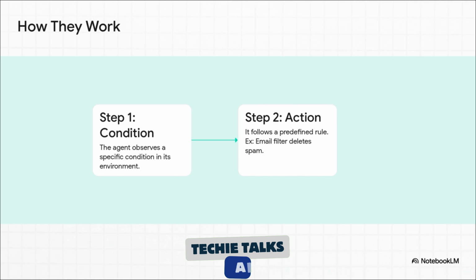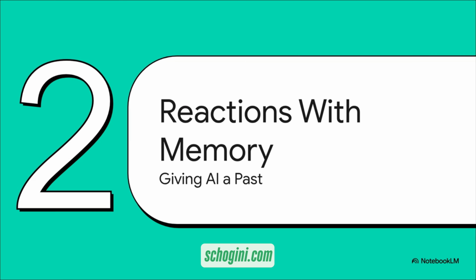That's it. Now, it's super fast and efficient, but it has one huge, fatal flaw. Absolutely zero memory of what's happened before. And that lack of memory, that's a massive limitation. So, how do you make an AI smarter? Well, you give it a past.